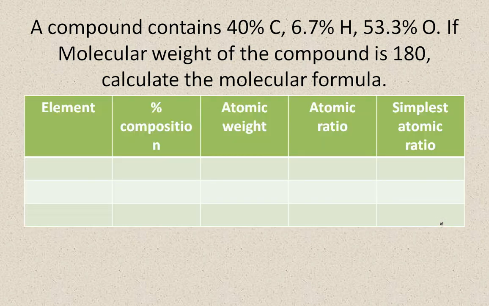Same procedure. First of all, make 5 columns: element, percentage composition, atomic weight, atomic ratio, simplest atomic ratio. Elements: carbon, hydrogen, oxygen. The percentage compositions are 40, 6.7, 53.3 as given in the question, followed by the atomic weight. This will be provided in the question paper itself: 12 for carbon, 1 for hydrogen, 16 for oxygen. Then in order to find the atomic ratio, we'll divide their respective percentage composition by the atomic weight.